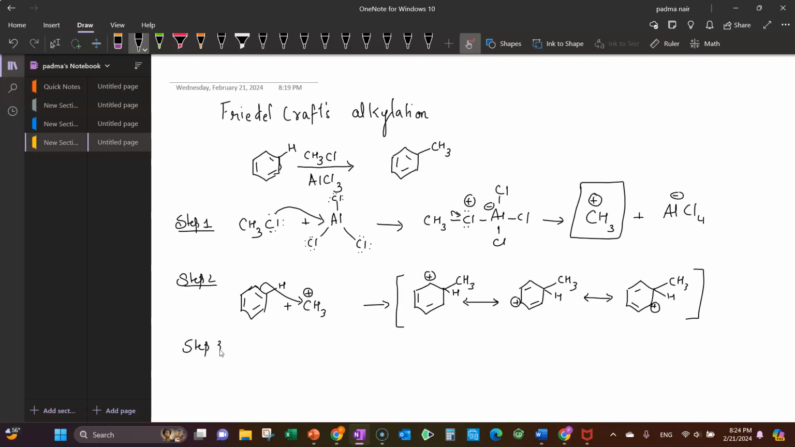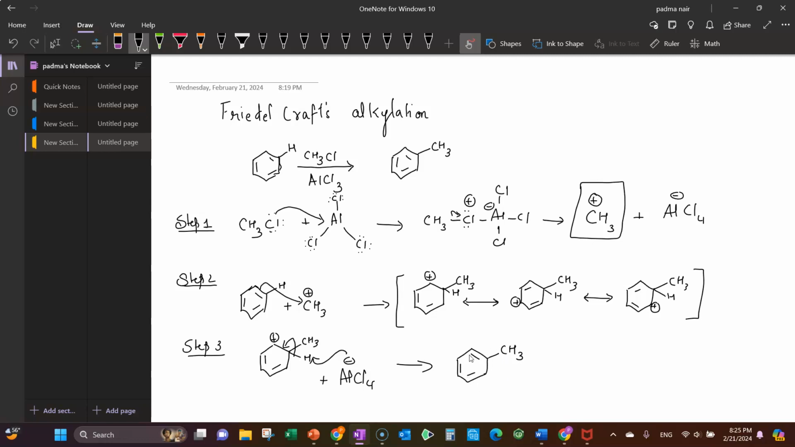Step 3 of the mechanism. Pick any of your sigma complexes from above, just using the first one, and show the acid-base reaction where the proton is removed and the aromaticity is regained. How do we remove the proton? This AlCl4 minus is going to pull the proton here, put back the electrons onto the ring, and we get the substituted benzene, which is an alkylated benzene.